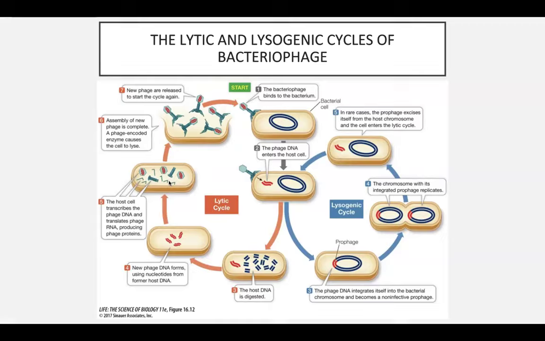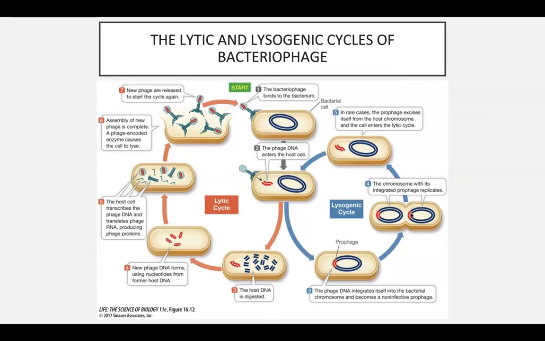Eventually, as the assembly of the phage is completed, the enzyme causes the cell to lyse, and then the cycle starts again. But the lysogenic cycle can also occur if the host cell is strong enough. If the host cell is strong enough, the phage DNA is able to integrate itself within the actual host DNA. So here, the host DNA is digested, but in the lysogenic cycle, the phage DNA is actually able to integrate itself within that host DNA. So it integrates itself and it becomes a non-infective prophage.